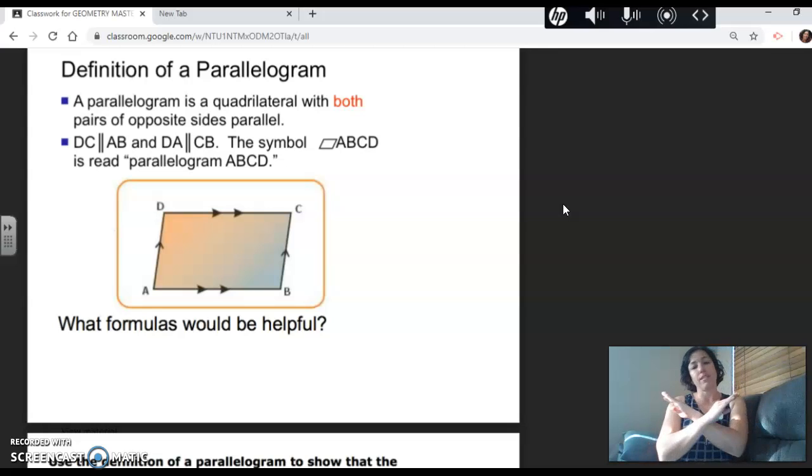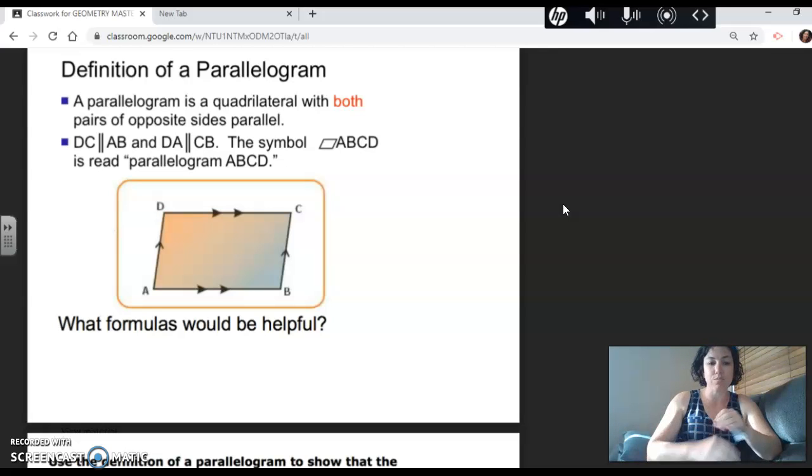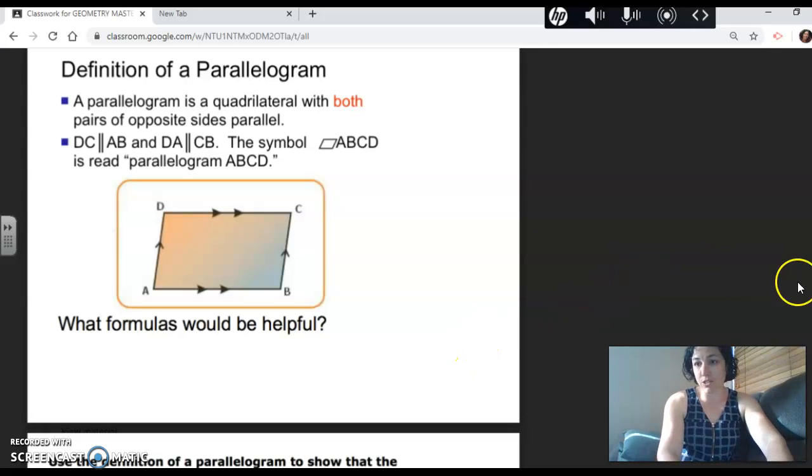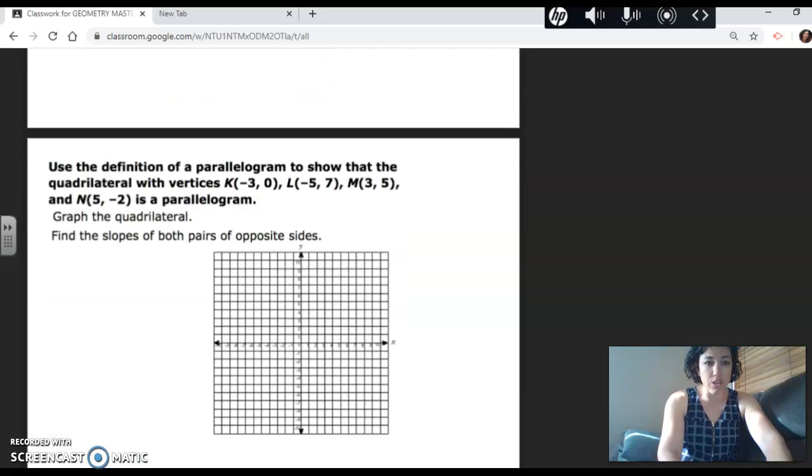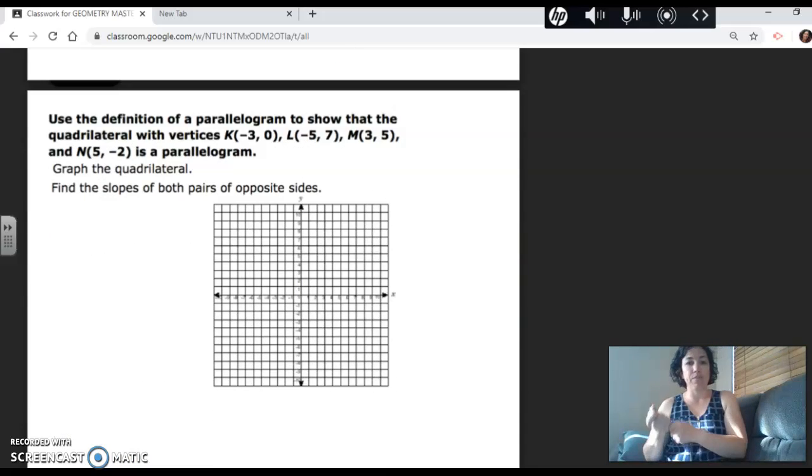It also has that the diagonals can bisect each other. There's more than one way to do this. I'm mostly concerned that if you can do finding opposite sides are parallel and opposite sides are congruent, you're good. I'm not too worried about the diagonals, even though you should be able to do that. This is about the same thing. So let's look at an example here, actually proving that this is a parallelogram.